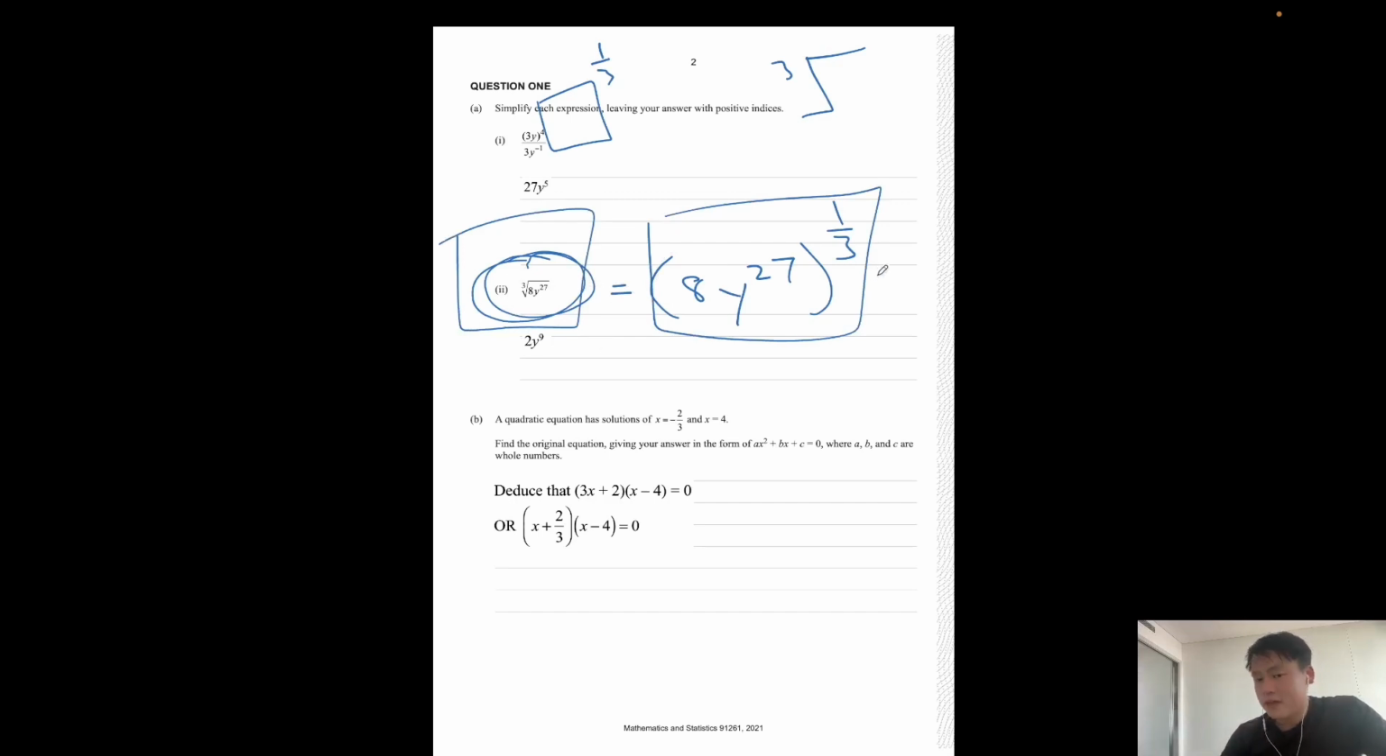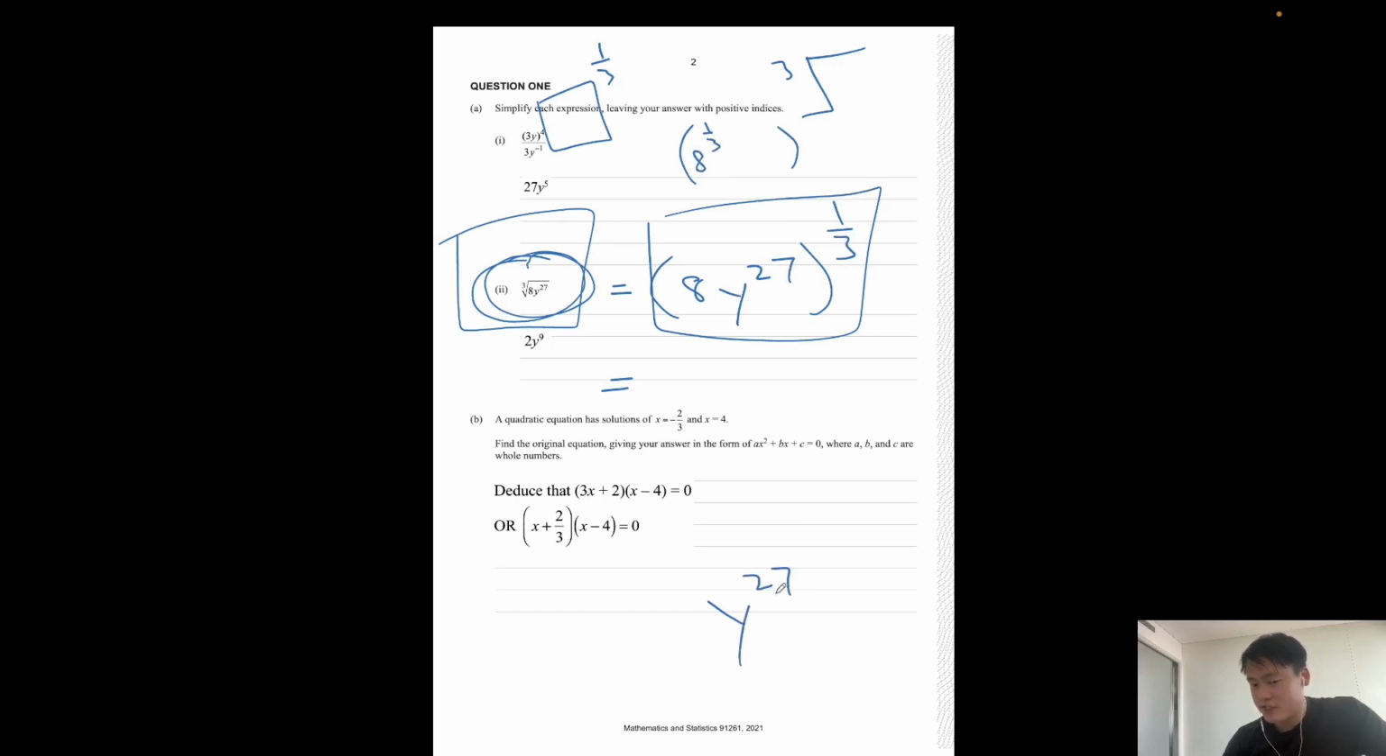Okay? And then you realize, remember from the basic rule, if you have a certain bracket and inside it's a product, is 8y to the power of 27 a product? Is it the result of 8 times y to the power of 27? Of course it is. So that's where you can realize it's the same thing as what? Each individual component inside the power of a third: 8 to the power of a third times y to the power of 27 to the power of a third.